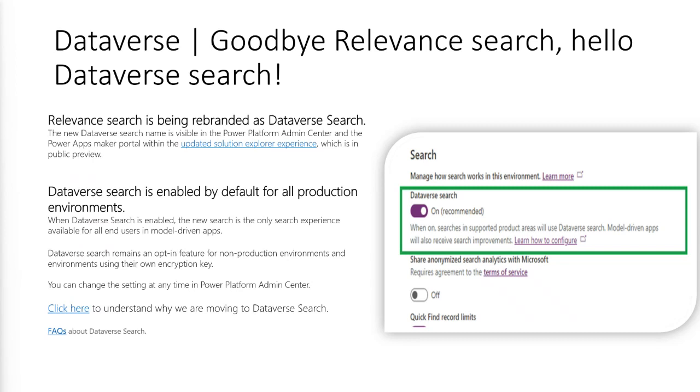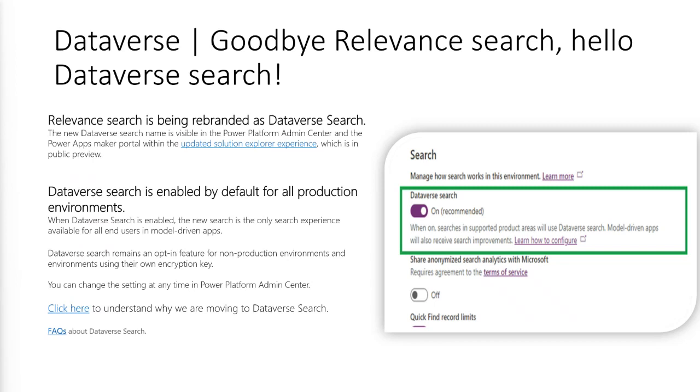When Dataverse search is enabled, the new search is the only search experience available for all the end users in model-driven apps. The Dataverse search remains an opt-in feature for non-production environments and environments using their own encryption keys. You can change the settings at any time in the Power Platform Admin Center at this point.